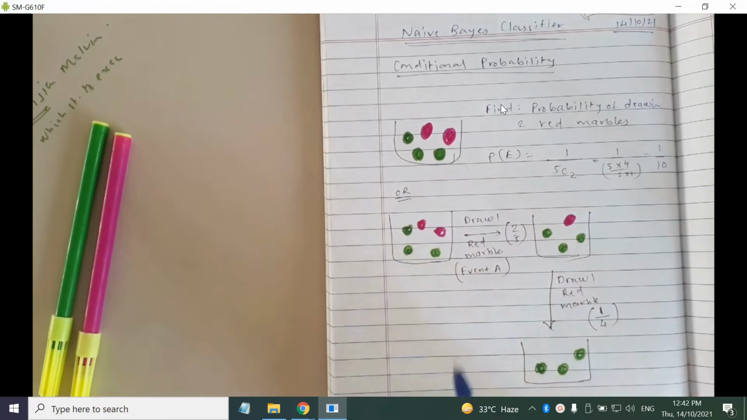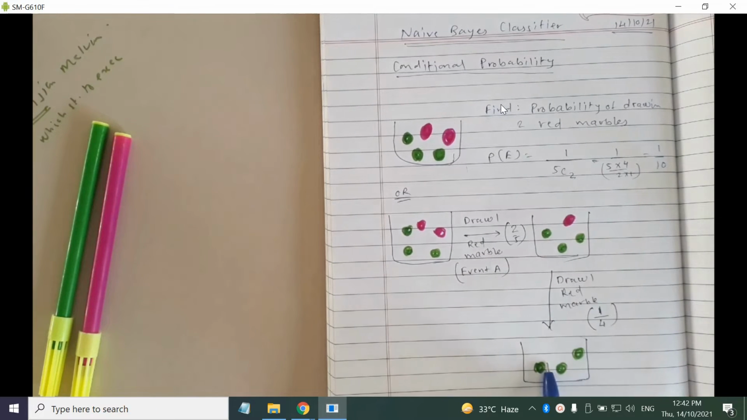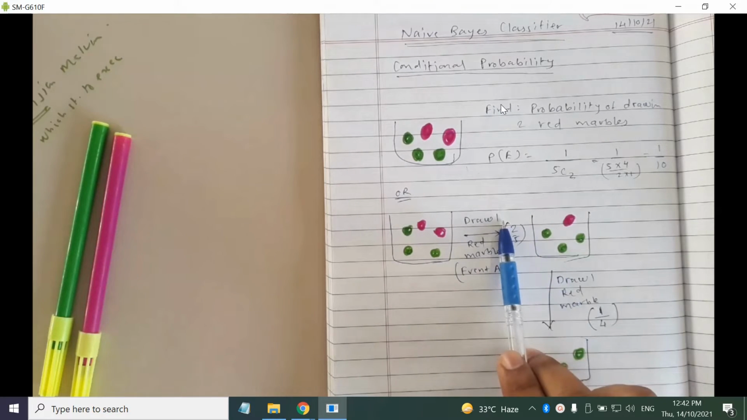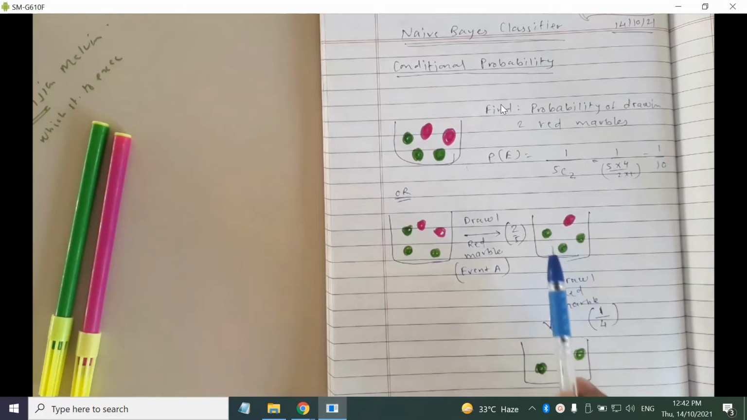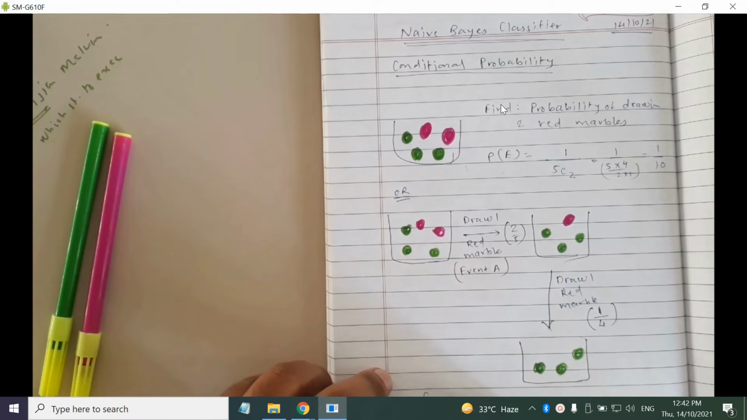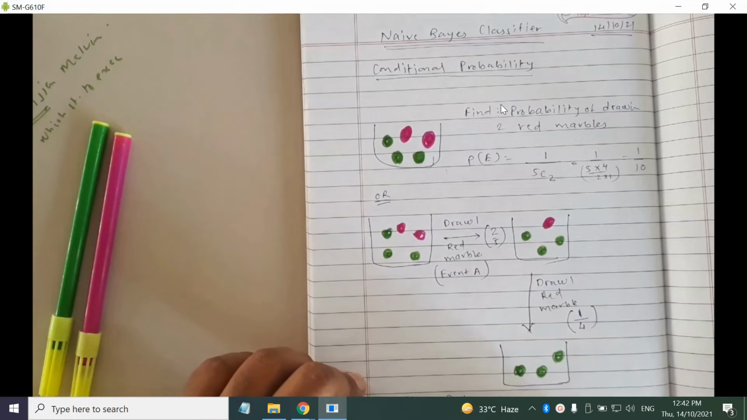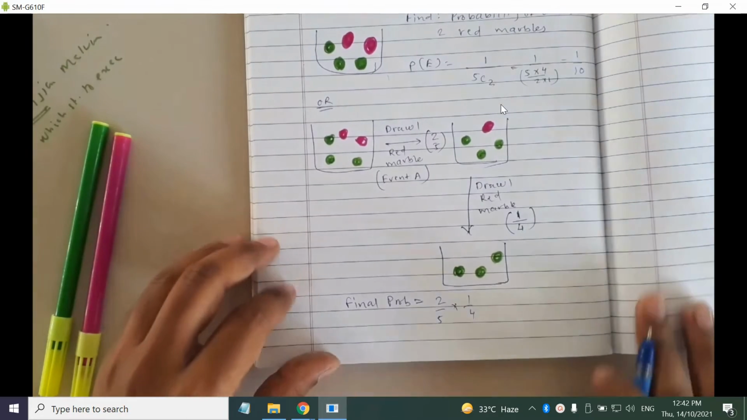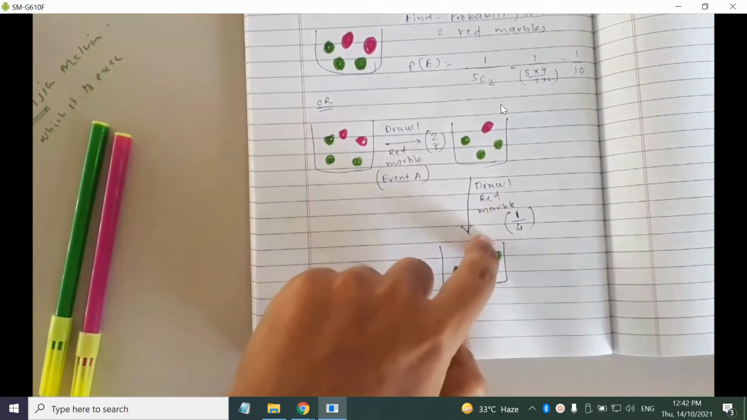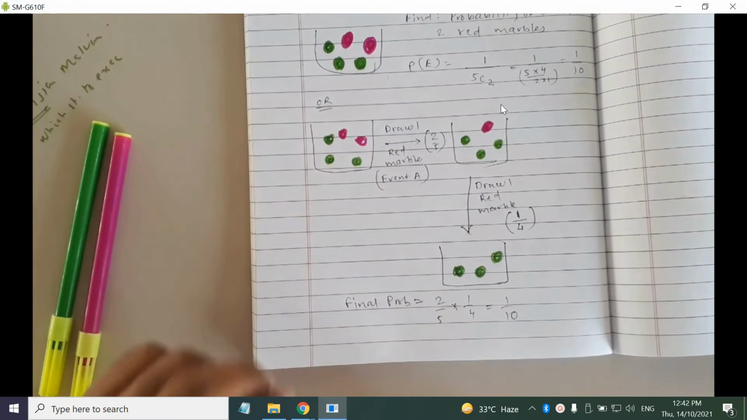Now these events are dependent. The outcome of this event is dependent on the previous event, because it is changing the state. Now the final probability is 2 by 5 into 1 by 4. The final probability is this and this, right? So you are getting the same probability, 1 by 10.